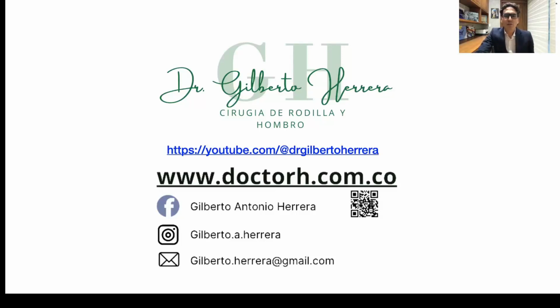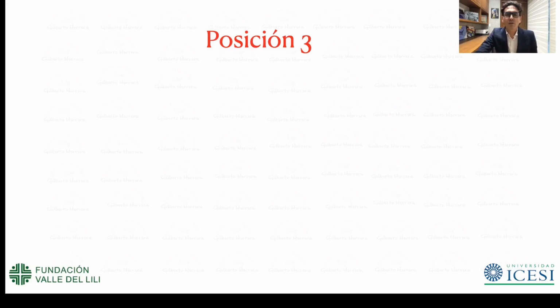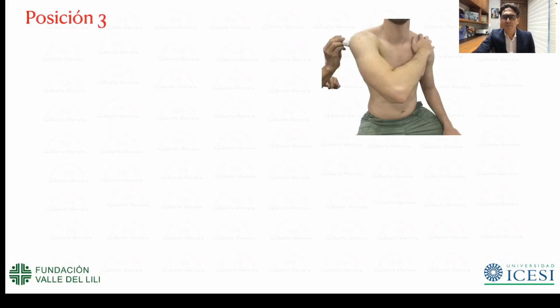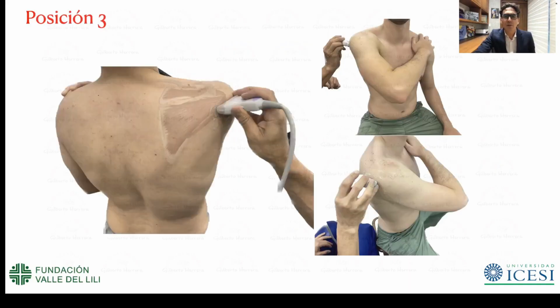All right, let's continue with our shoulder evaluation module within our musculoskeletal ultrasound course, and we're talking about position 3. Position 3 for evaluation, similar to the previous ones, positions 1 and 2. The patient should be comfortably seated, and we will ask them to place their hand on the opposite shoulder to the one we are going to evaluate.